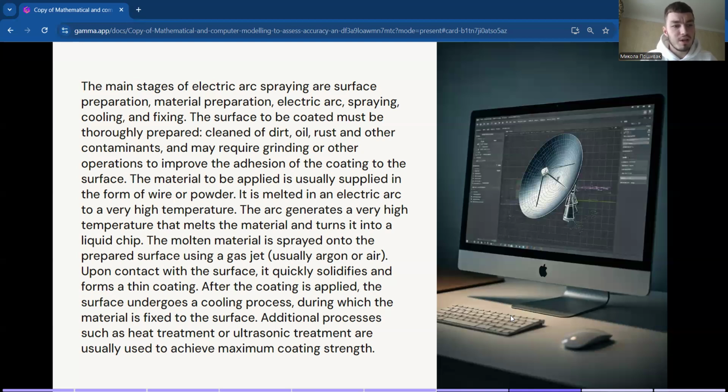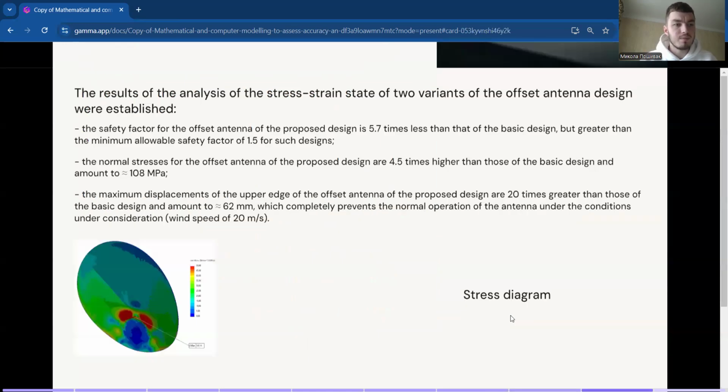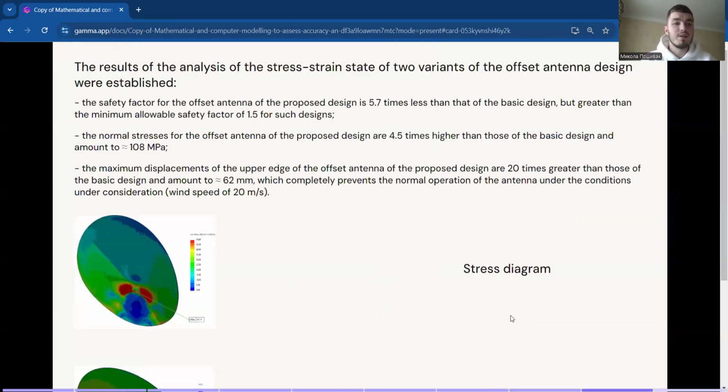After the coating is applied, the surface undergoes a cooling process during which the material is fixed to the surface. Additional processes such as heat treatment or ultrasonic treatment are usually used to achieve maximum coating strength. The results of the analysis of the stress-strain state for variants of the offset antenna design were established.